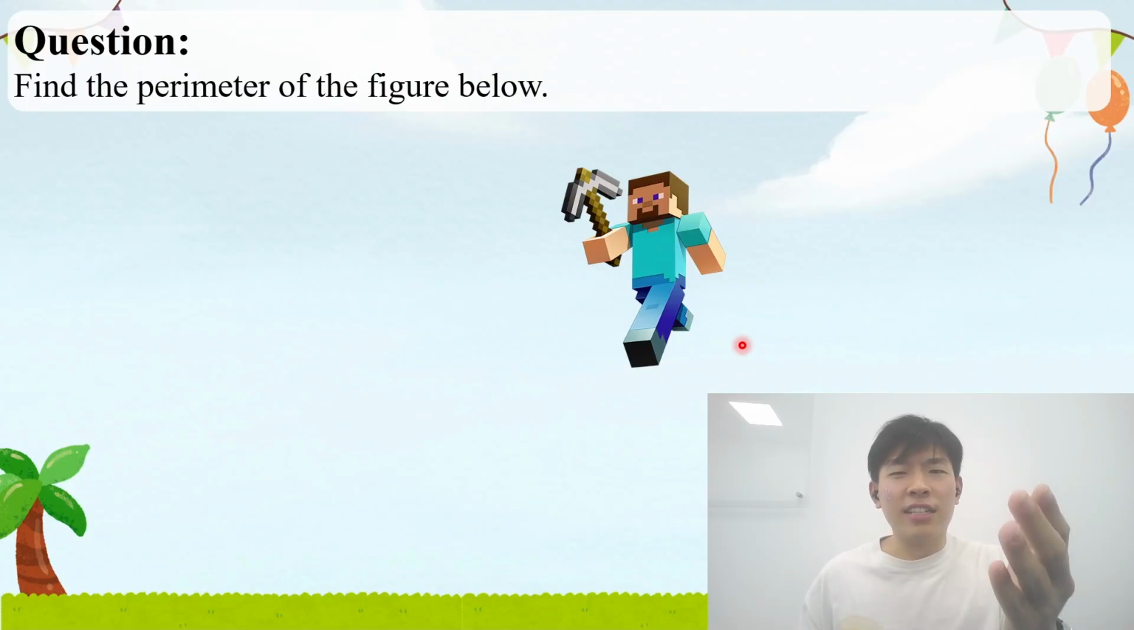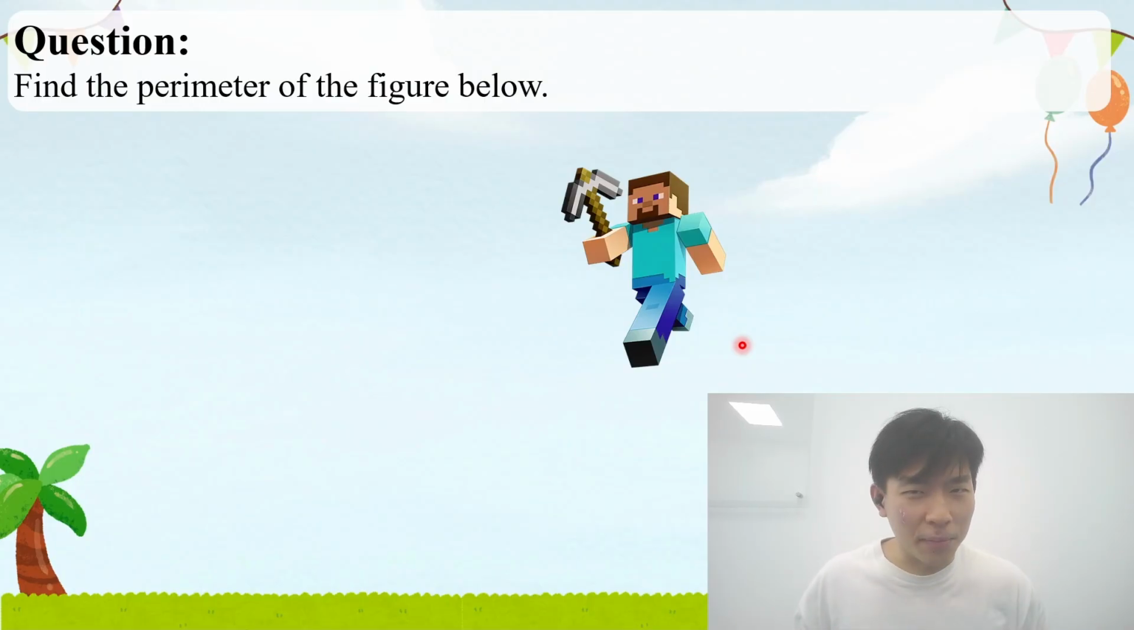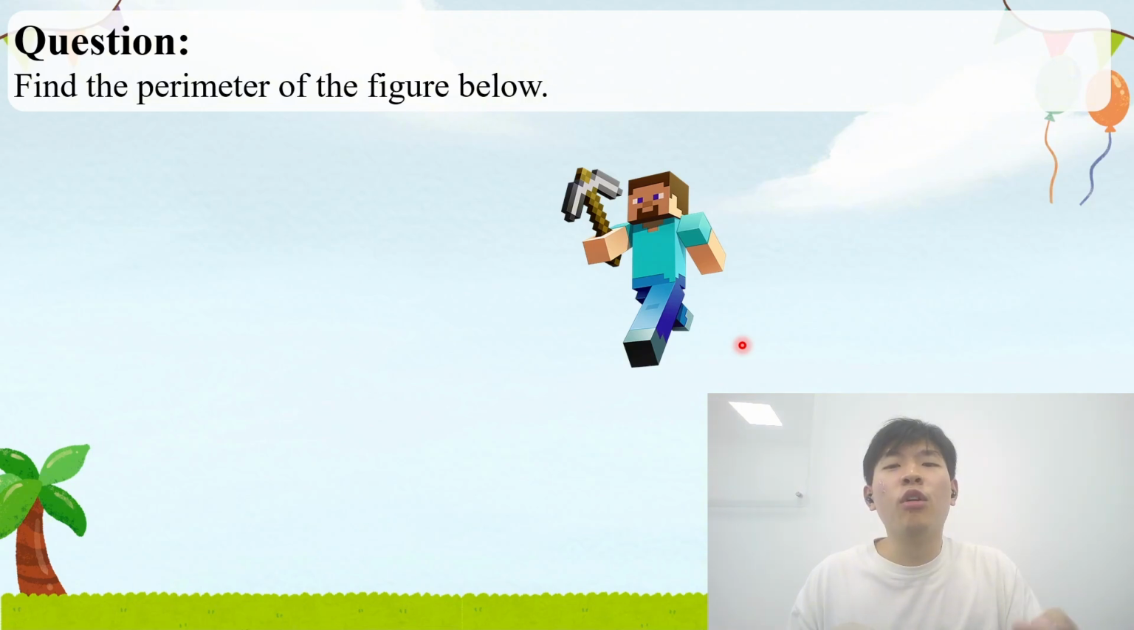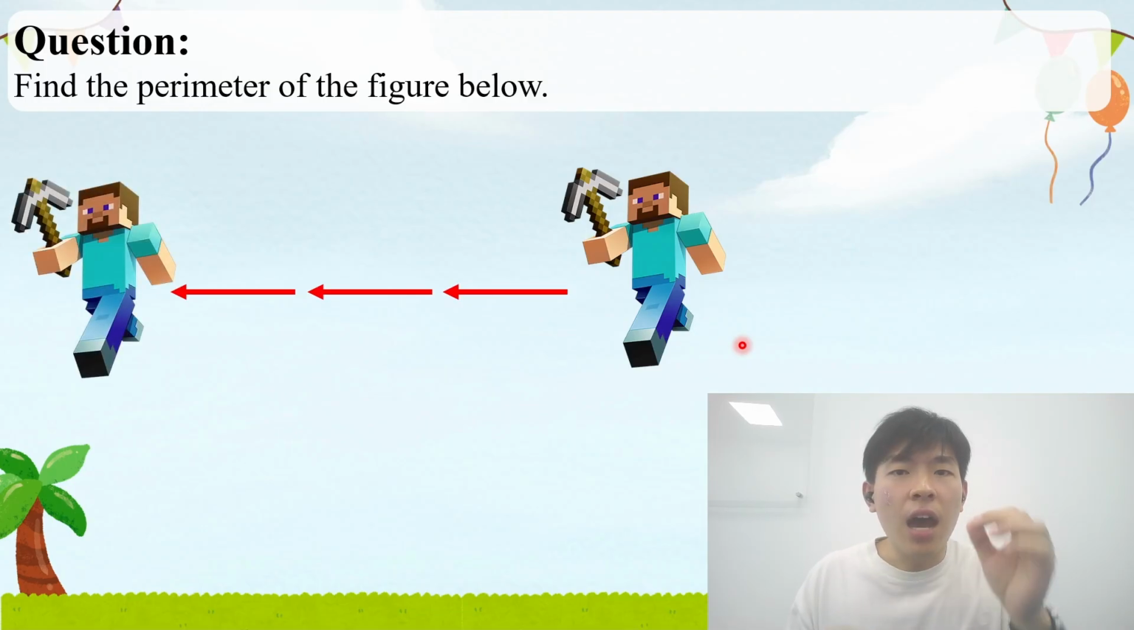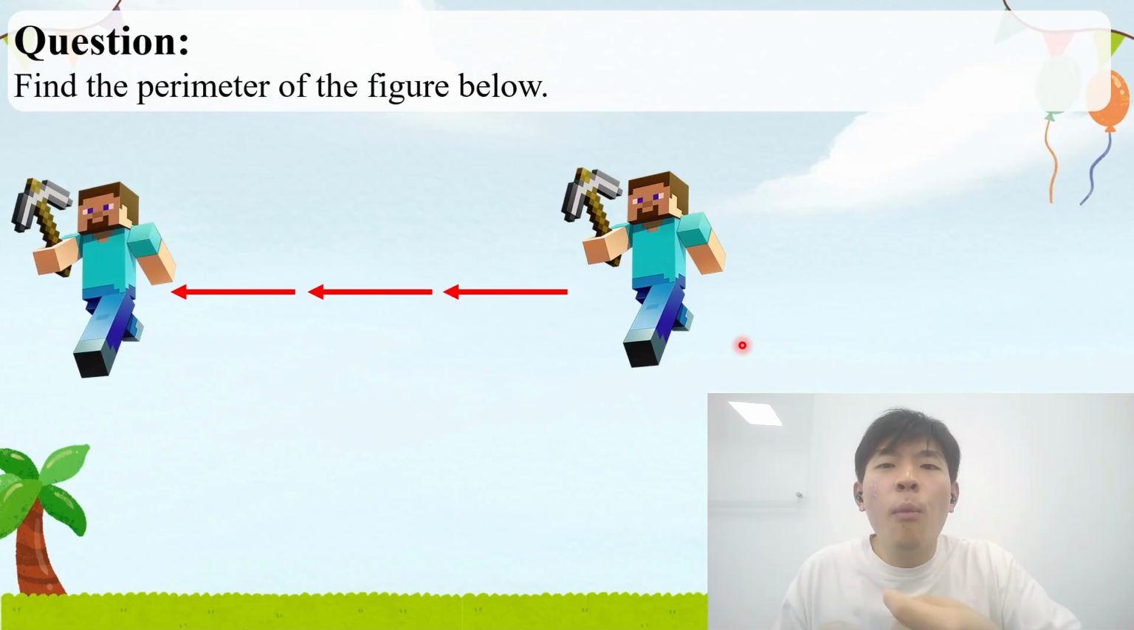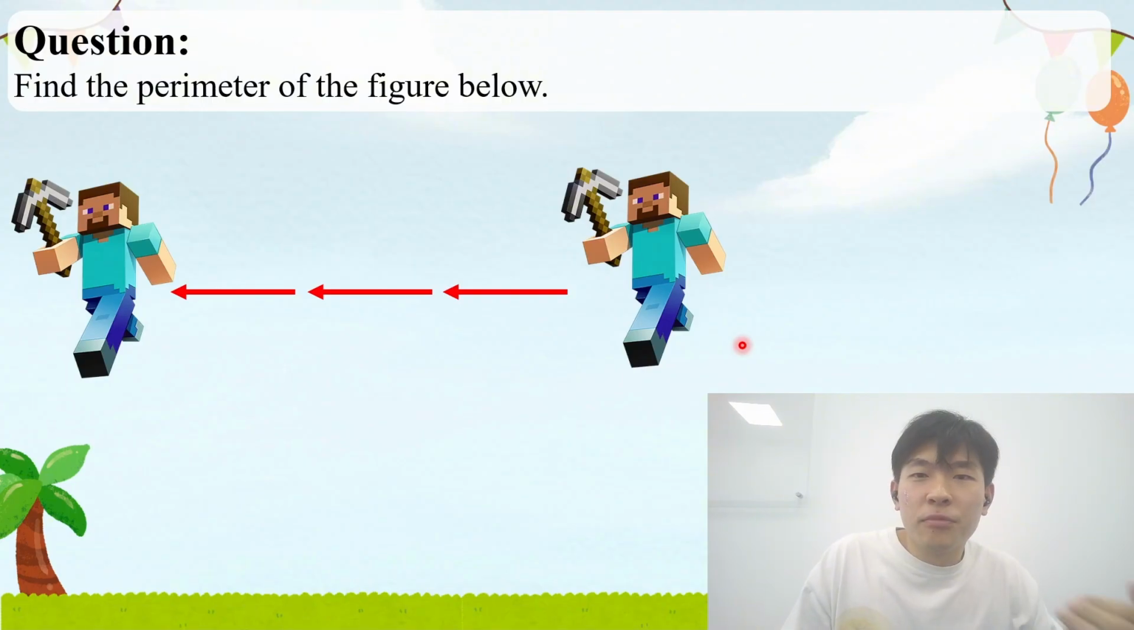Now, let's look here. This is Steve. Some of you may know him. Now, let's say Steve needs to go to the left. So he walked left, one, two, and three. Three steps, and he will end up here. Now, he wants to go back to his starting point.